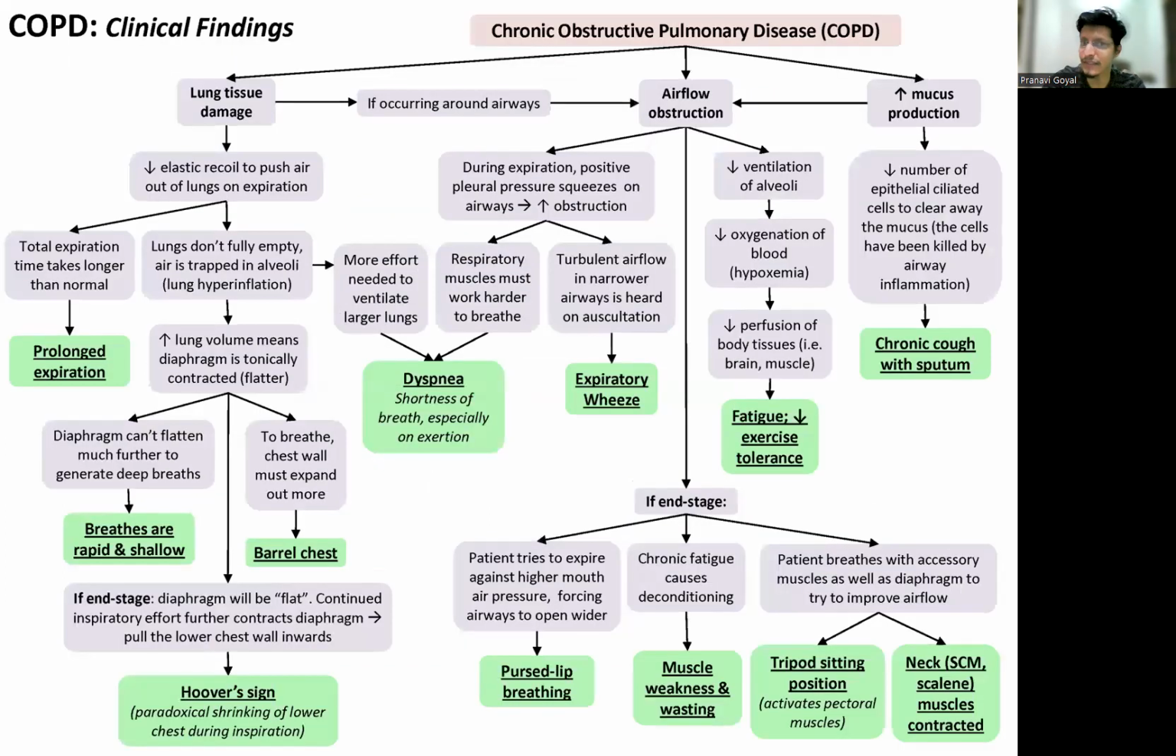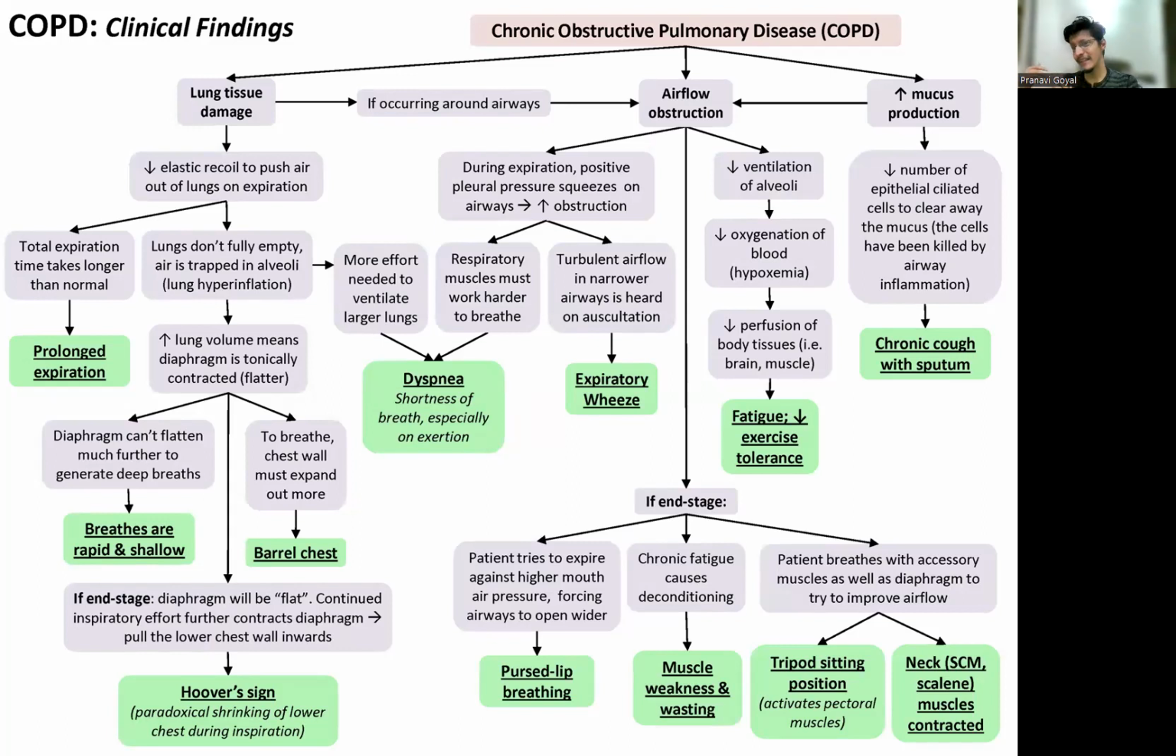What are the clinical features? Again, we will go with the same flow. There is damage to the lung tissue that causes decreased elastic recoil. When you expire, the lung parenchyma has weakened, so the expiration will take longer. So there will be prolonged expirations. Now, lungs will never fully empty. There will be some amount of air trapping. So this air trapping will keep the chest inflated all the time, leading to a barrel chest. And second, there will be rapid shallow breathing.